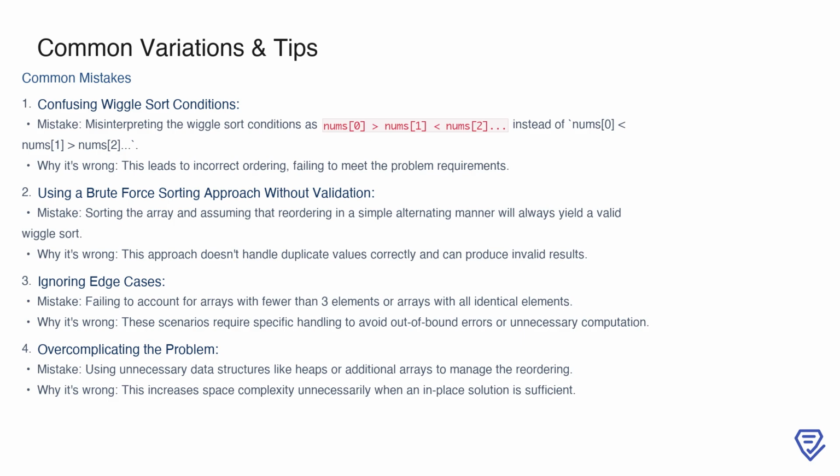Another frequent issue is relying on a brute force sorting approach without validating the output. Simply sorting and alternating elements might seem quick, but it often fails when duplicate values are present, leading to invalid wiggle patterns. Additionally, edge cases like arrays with fewer than 3 elements or arrays with all identical values can trip you up if you don't handle them explicitly.